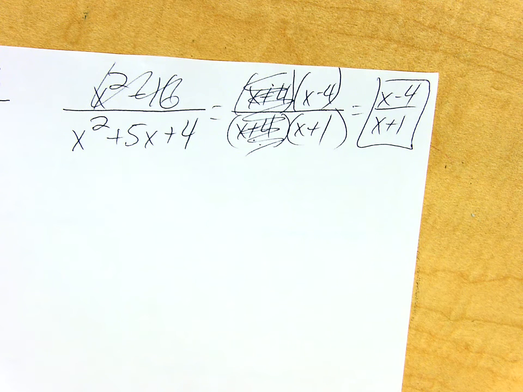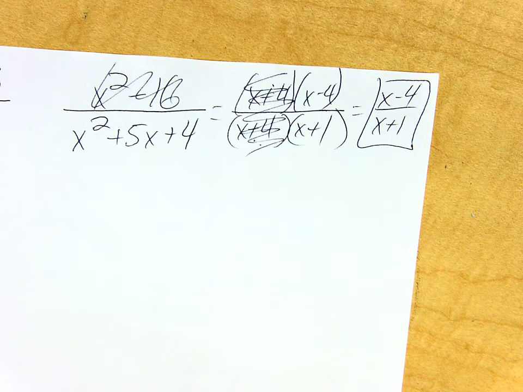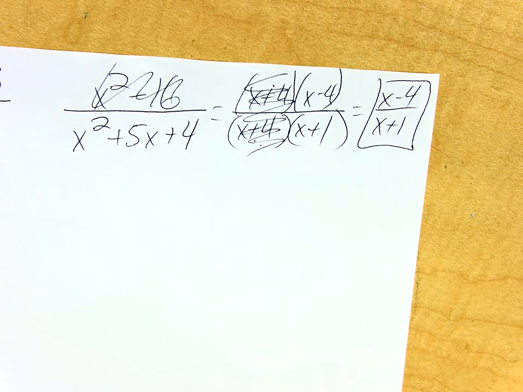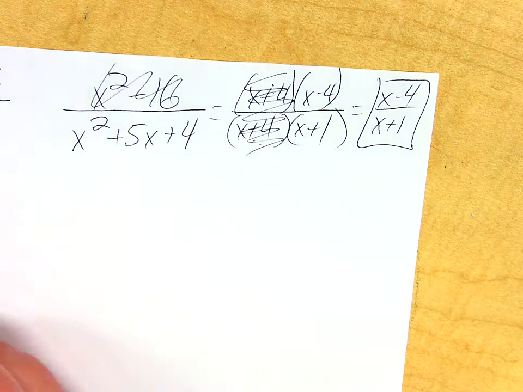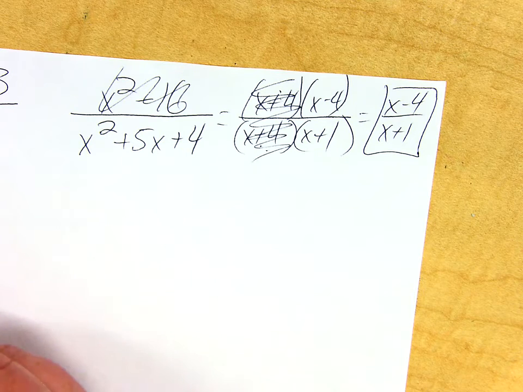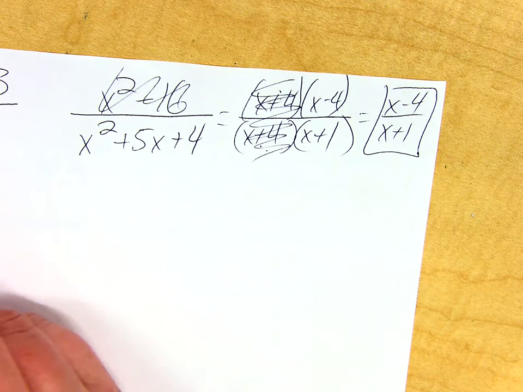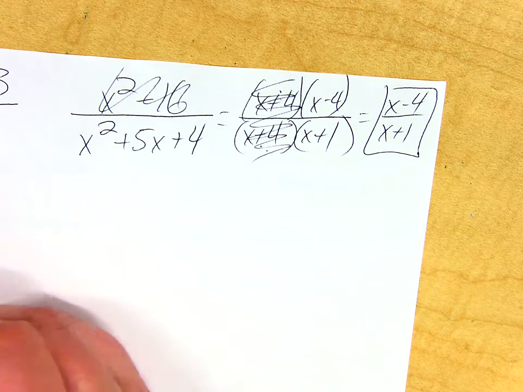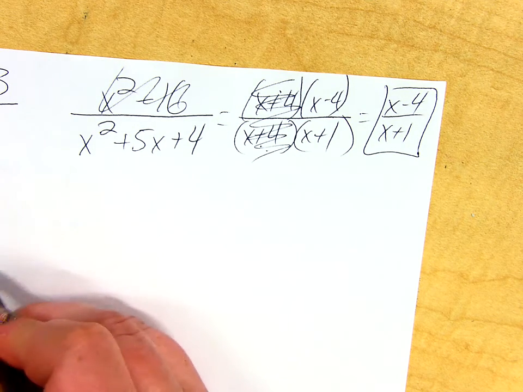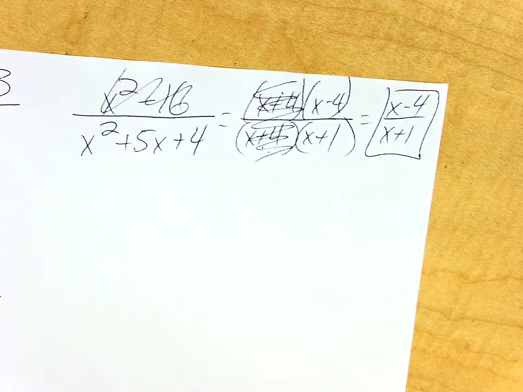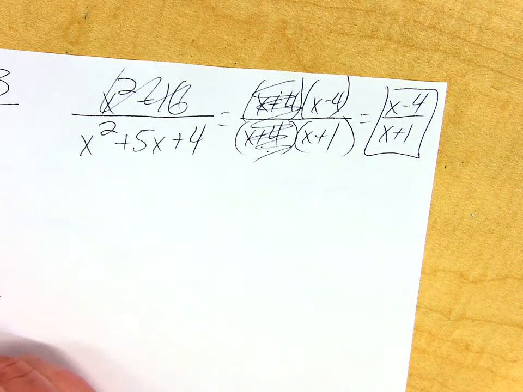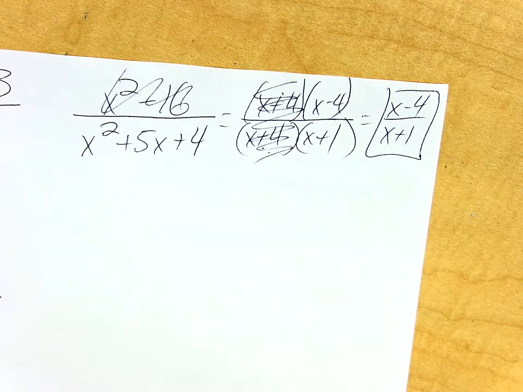Let's try a more difficult one. Let's say you had 3x squared minus x minus 14. And let's put that all over, how about 2x squared minus 8. Yes, that.